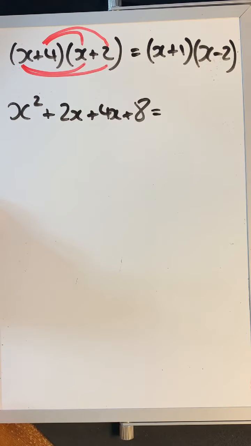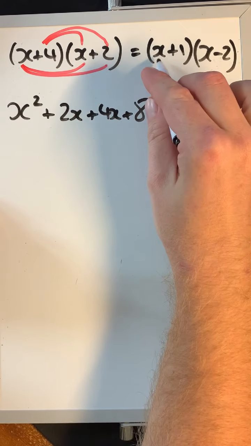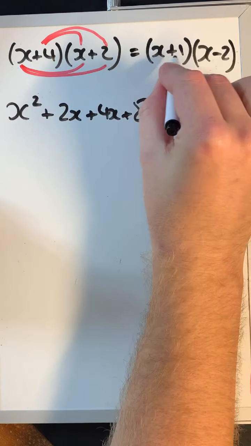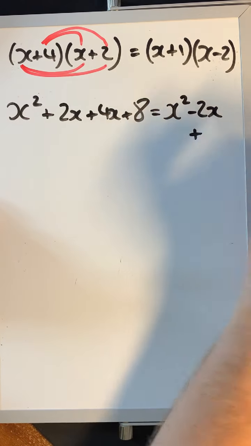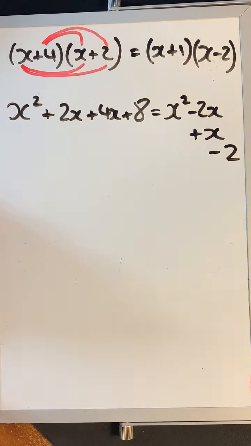On the right hand side then, might run out of room here, we've got x times x, which is x squared, x times minus 2, which is minus 2x, 1 times x, which is x, and 1 times minus 2, which is minus 2. Sorry, I've had to squeeze it in a bit on the right hand side there.